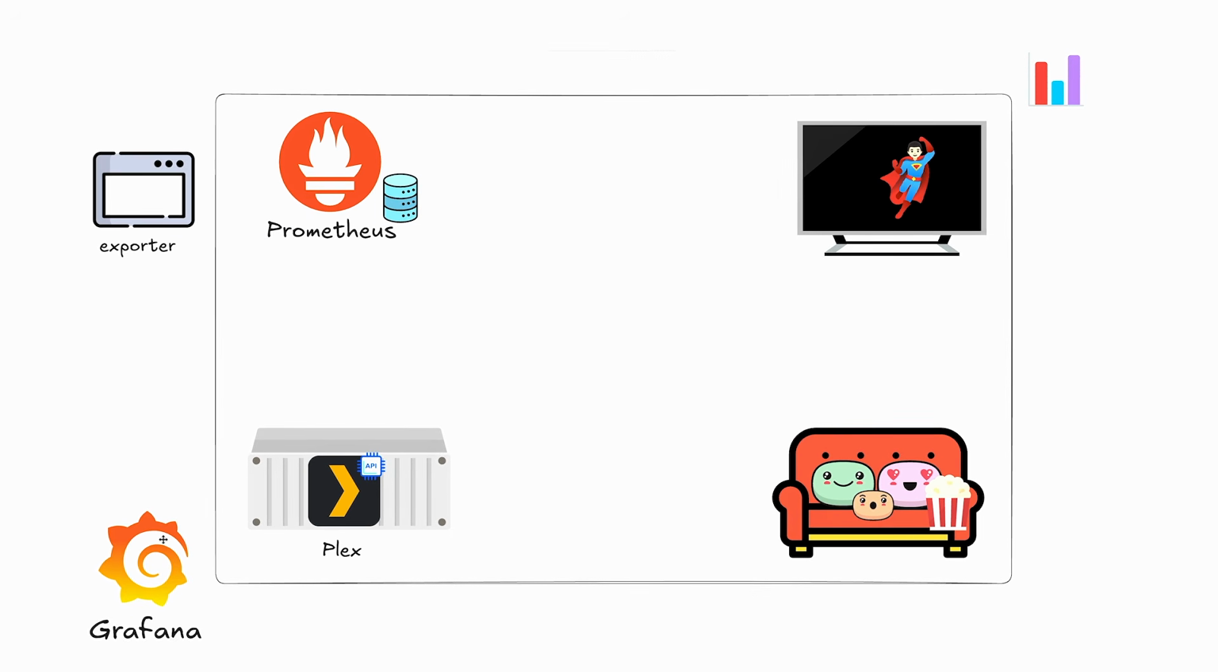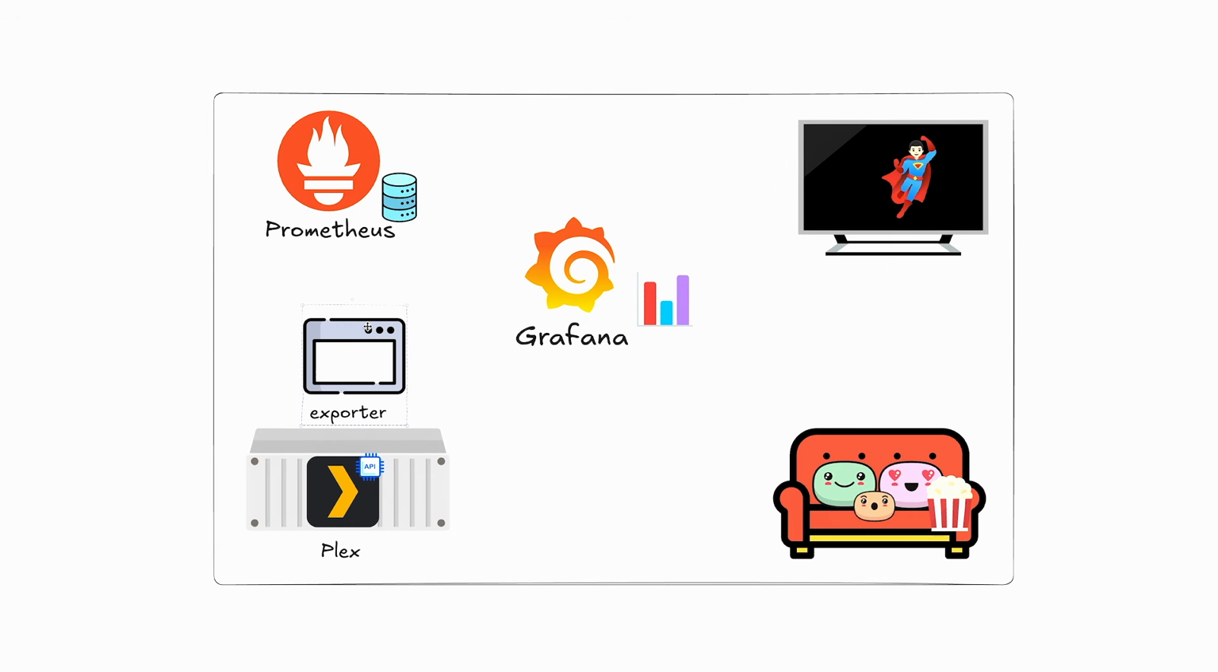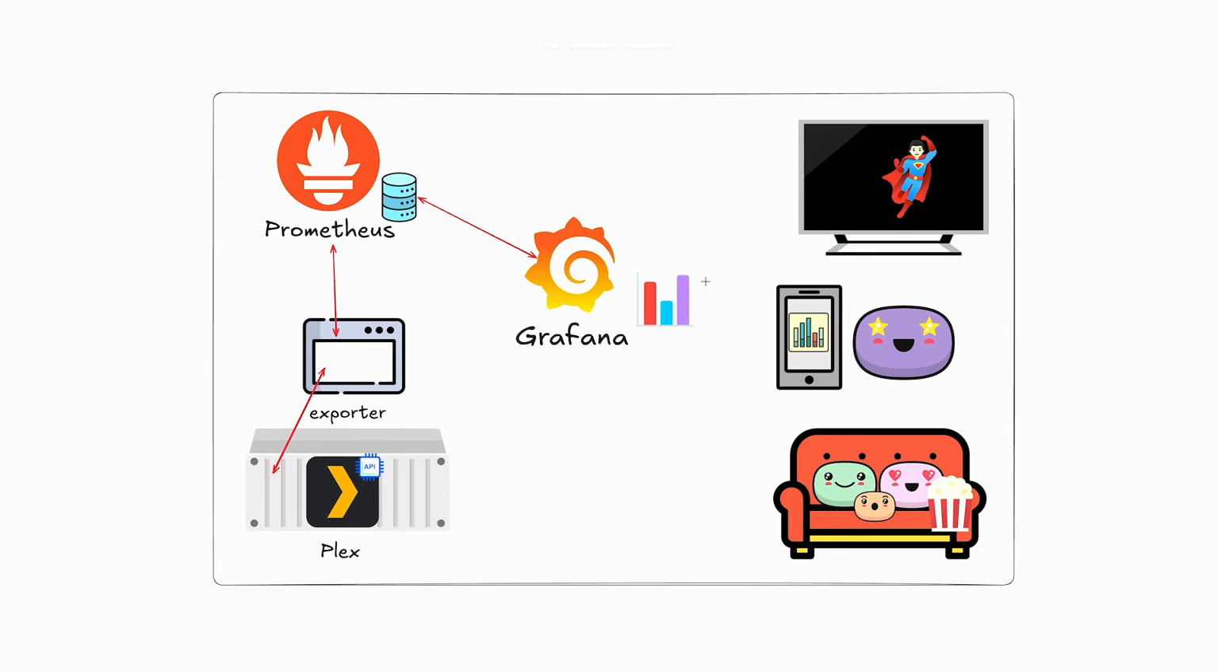Grafana is the visualization layer. That's what gives us pretty charts, thresholds, and alerts. And exporters? These are small services that expose a metrics endpoint, turning data into Prometheus-friendly metrics. They're lightweight and easy to run.